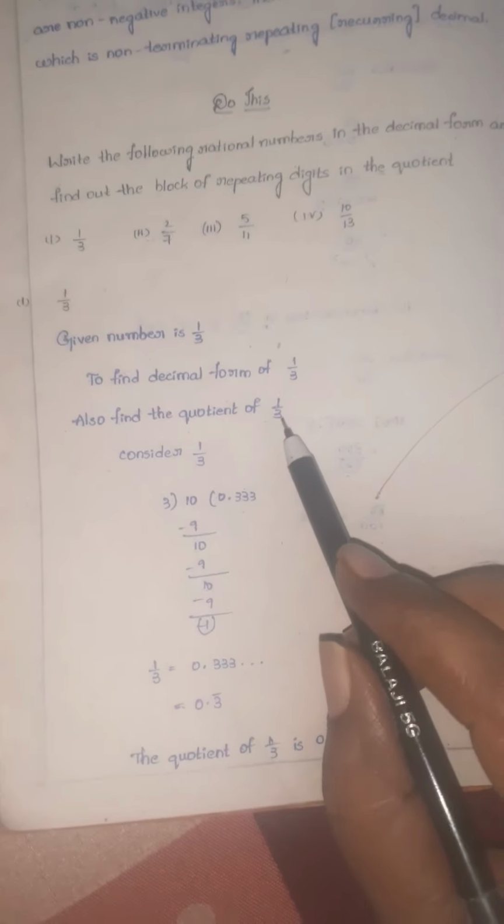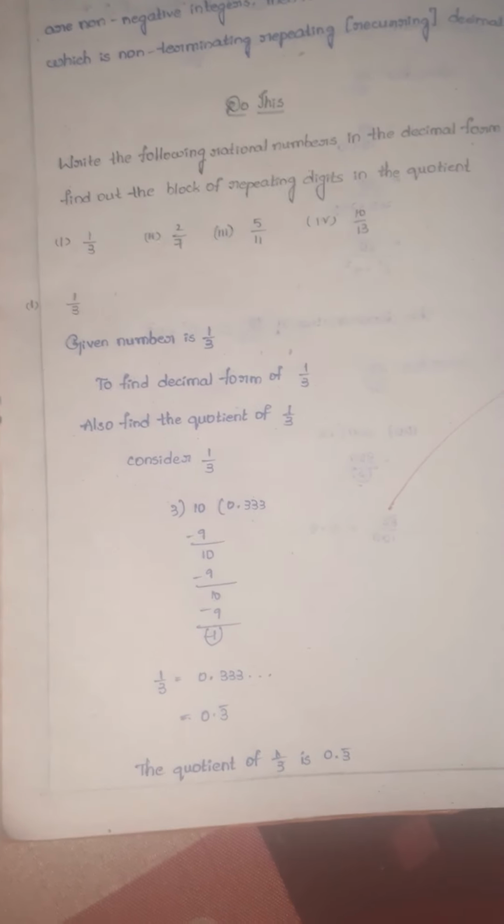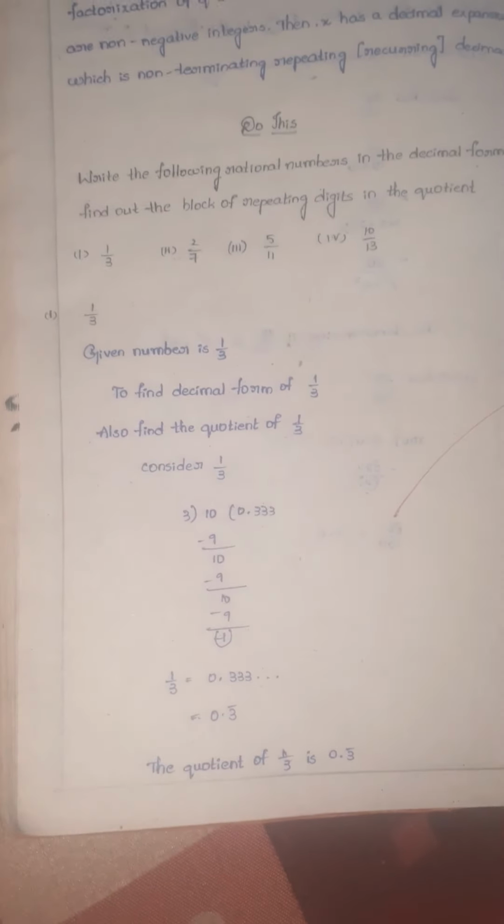See here children, the denominator is not in the form of 2 power n into 5 power m. 3 is there, no? That's it.